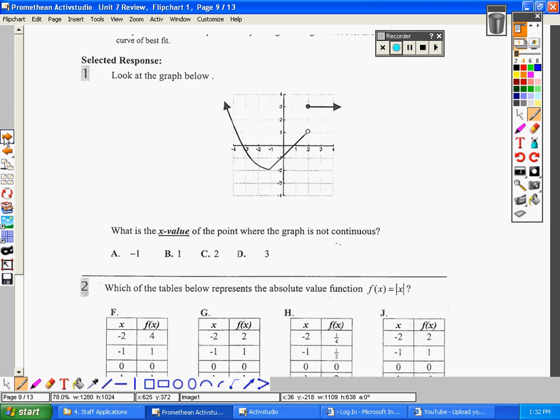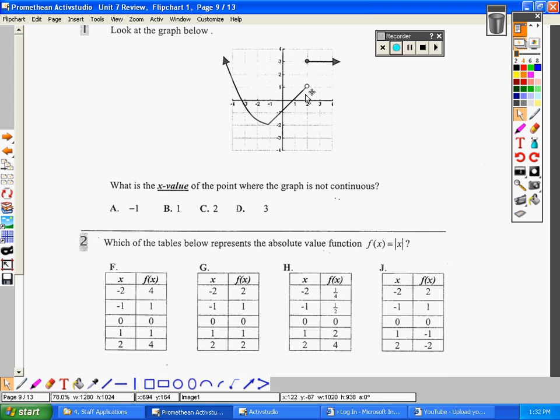Next one, look at the graph below. Oh, wait, I think I missed one. Nope. Look at the graph below. What is the x value where the graph is not continuous? Well, the graph is not continuous right here. You see there's a jump. So that would be when x is 2.